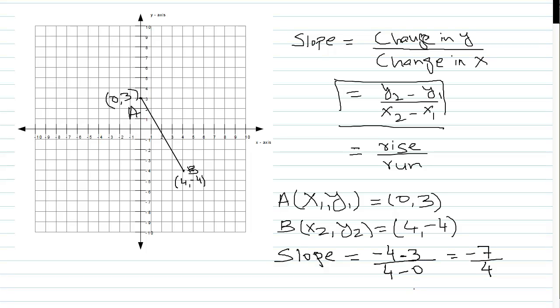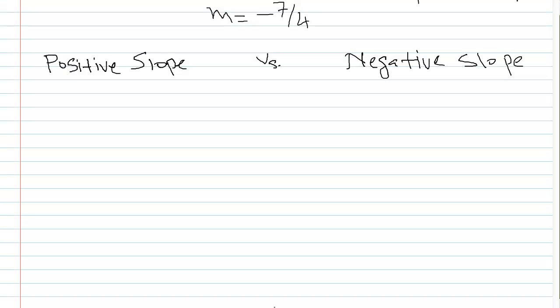Mostly you will see slope identified by a notation m. So in this case I can say that m, or slope, is minus 7 over 4. So in this example, we see that we have a negative slope. Now if I was to just ask you, I have negative slope, what does that mean in terms of the orientation of the line? So let's take a quick look at what positive slope means versus negative slope.